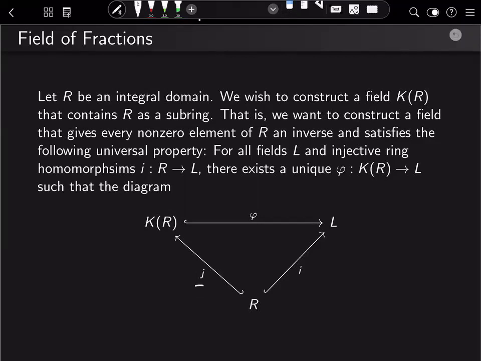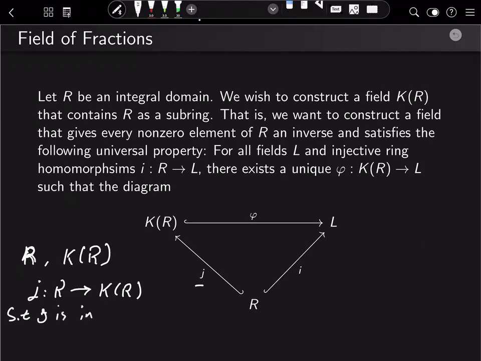So essentially what we want is three pieces of information. We have our integral domain R, and we have our field K of R, and we want some mapping J that maps R into K of R such that J is injective. Then our pair, we can call it J, K of R, satisfies this universal property.